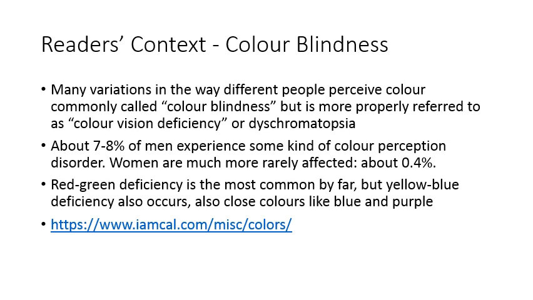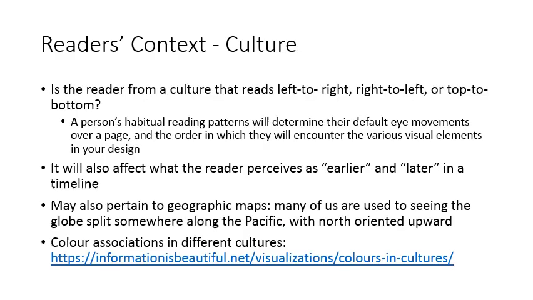So this link here is to an app where you can select colour swatches in a group and simulate how they are perceived with a number of different types of dyschromatopsia. So it just allows you to understand how your colour scheme might be perceived by people with different perception disorders.